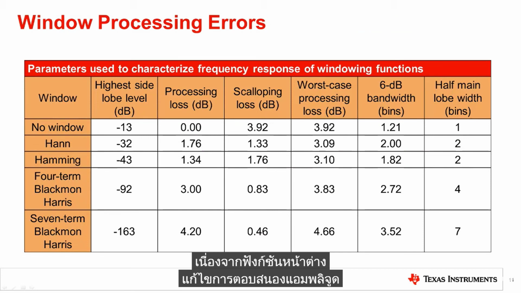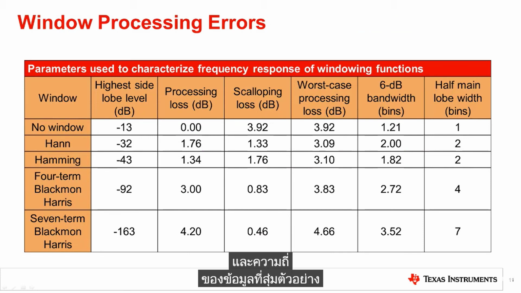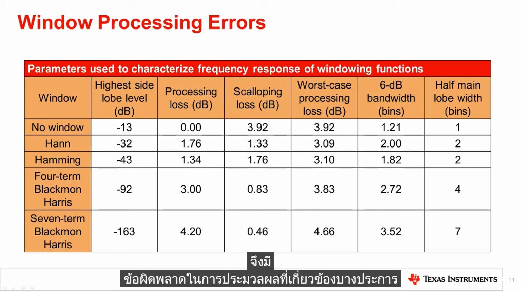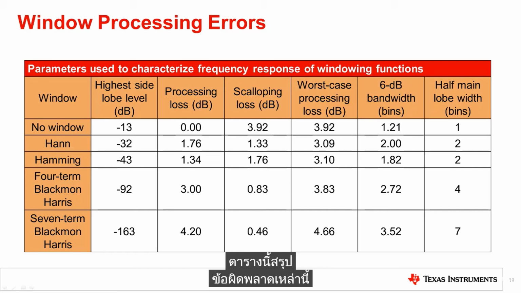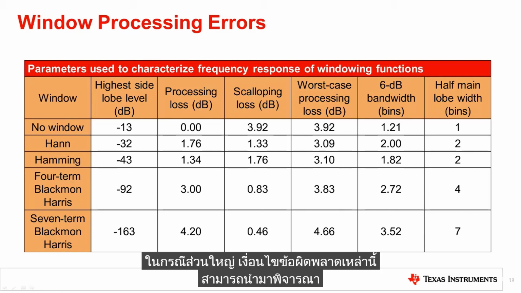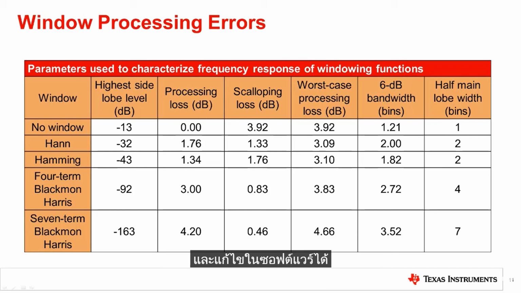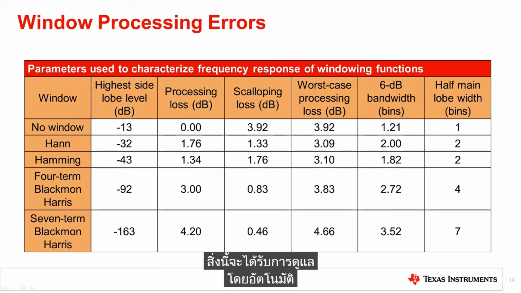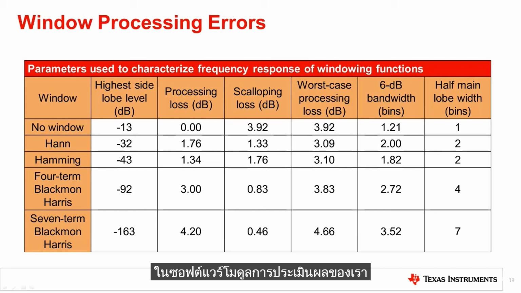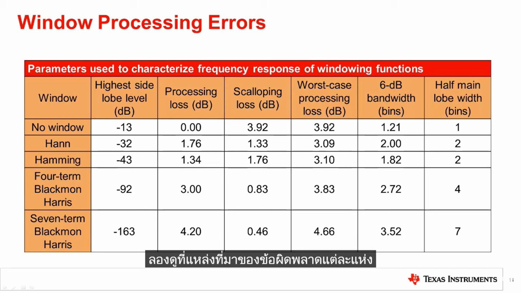Since the window function modifies the amplitude and frequency response of the sampled data, there are some associated processing errors. This table summarizes these errors. In most cases, these error terms can be accounted for and corrected in software. This is taken care of automatically in our evaluation module software. Let's look at each error source.